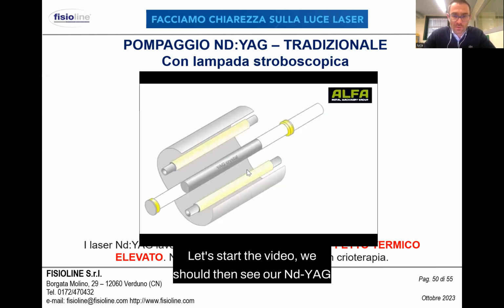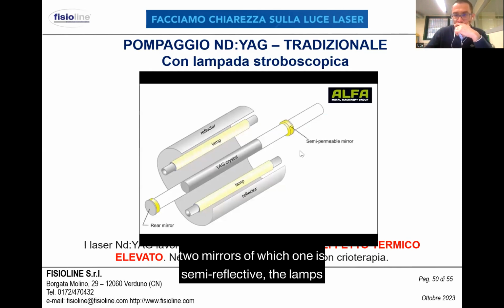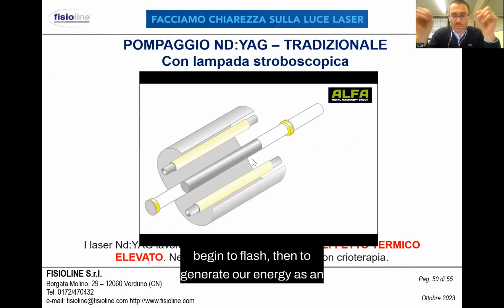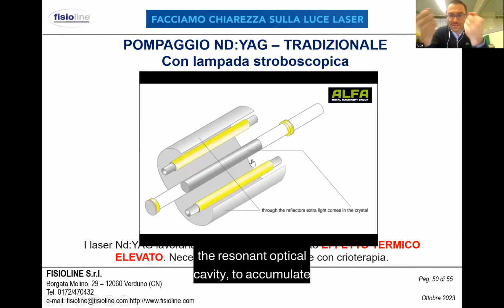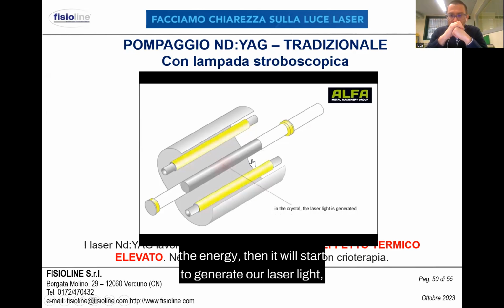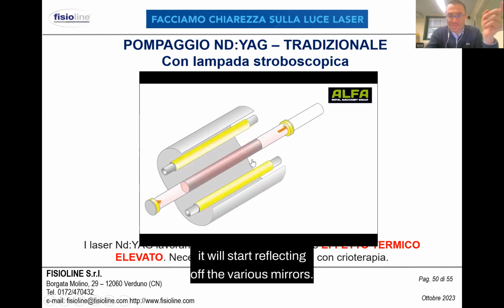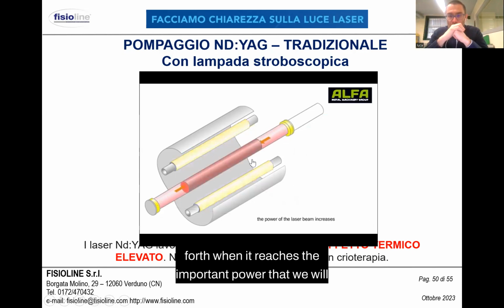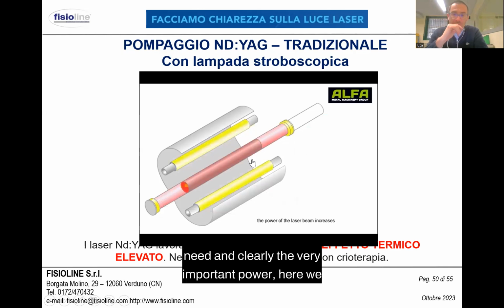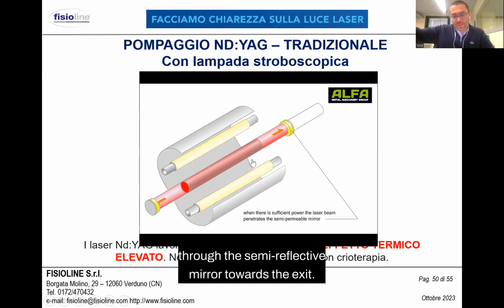Let's start the video. We should then see our Nd:YAG crystal, the 2 lamps and the reflective optical cavity, the 2 mirrors of which one is semi-reflective. The lamps begin to flash, then to generate our energy as an active medium, the crystal will begin, through the resonant optical cavity, to accumulate the energy. Then it will start to generate our laser light, then the crystal light will start to come out and it will start reflecting off the various mirrors. Through the various mirrors the light will go back and forth, and when it reaches the important power that we will need, and clearly here we are talking about very high powers, it will come out through the semi-reflective mirror towards the exit.